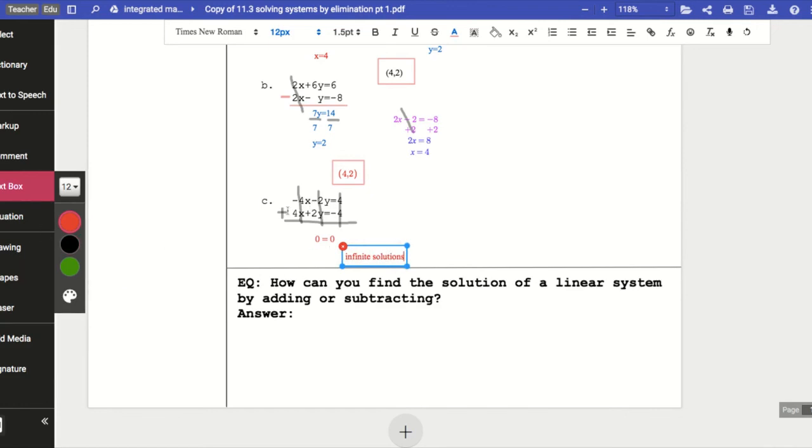So that's really easy about elimination. Actually, this is like the bare minimum amount. You just add them together. The equations cancel, you get infinite solutions.